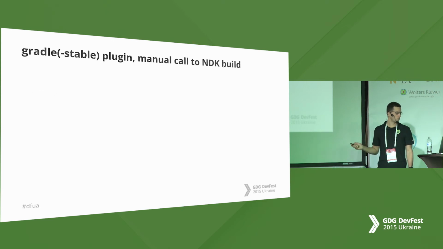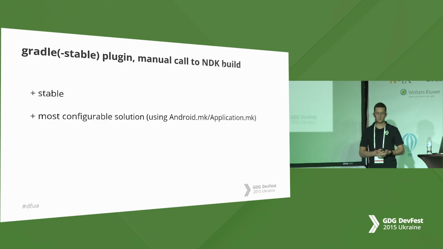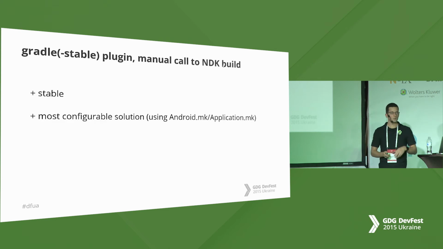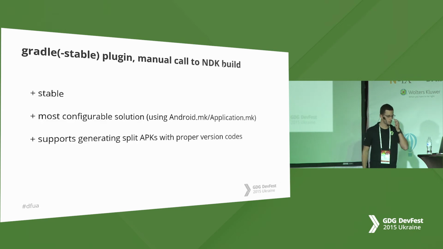Then the other solution is to still use the Gradle stable you are using. It's stable, so it's quite fine. You can use your makefiles and NDK builds, which allows you to integrate with third-party libraries. So it's really the most configurable solution. And the makefiles and NDK build solution has been there since the early days of the NDK. So a lot of code is already using it. So it avoids you having to migrate to a build.gradle with specific NDK configuration.